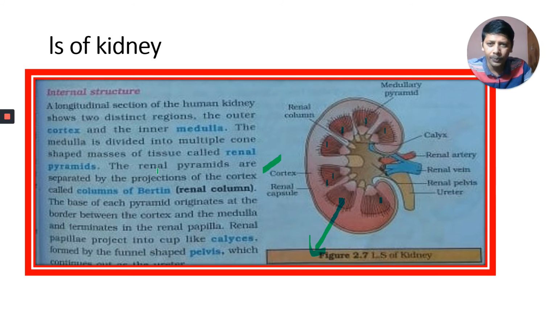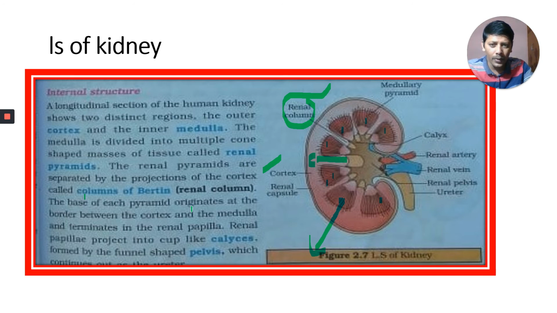What are renal pyramids? The renal pyramids are separated by projections of the cortex. Look at this one, this is the cortex. The cortex projects between the pyramids. These are called renal columns or columns of Bertin. What are the columns of Bertin? 2 marks: the renal pyramids are separated by projections of the cortex called columns of Bertin or renal columns.